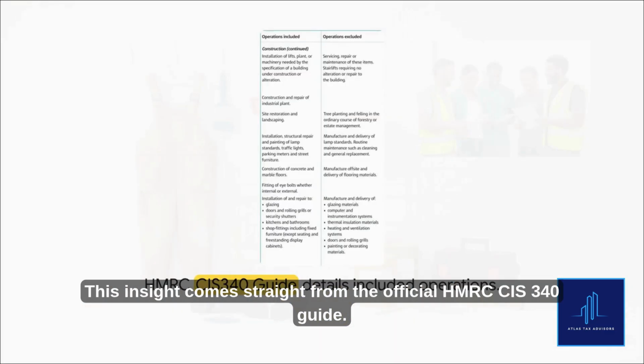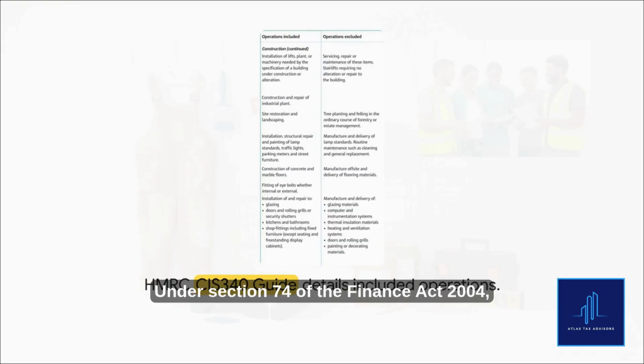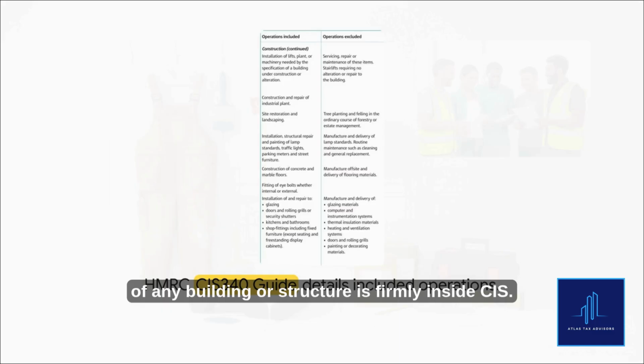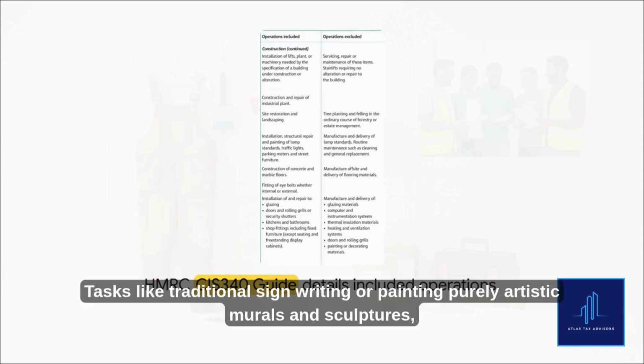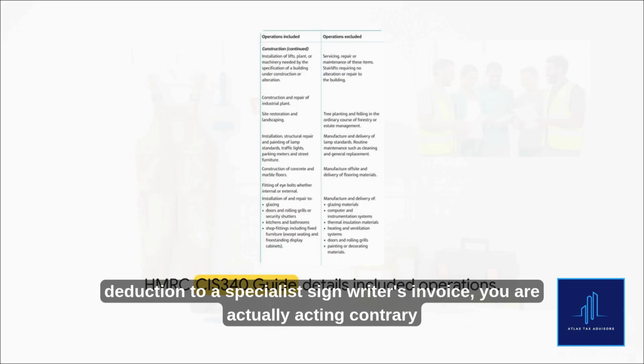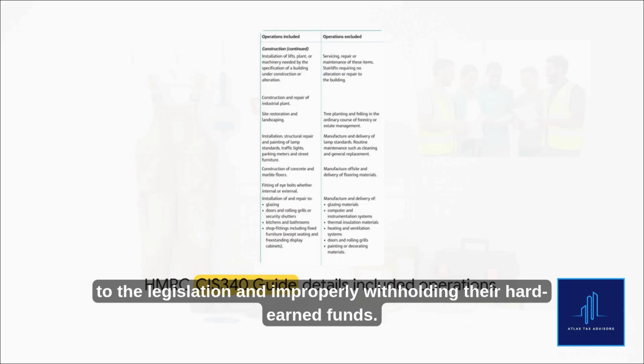This insight comes straight from the official HMRC CIS 340 guide. Under Section 74 of the Finance Act 2004, painting or decorating the internal or external surfaces of any building or structure is firmly inside CIS. That covers your standard commercial painting, sure. But look closely at the legal exclusions. Tasks like traditional sign writing or painting purely artistic murals and sculptures, those are explicitly excluded by law. If you apply a standard CIS deduction to a specialist signwriter's invoice, you are actually acting contrary to the legislation and improperly withholding their hard-earned funds.